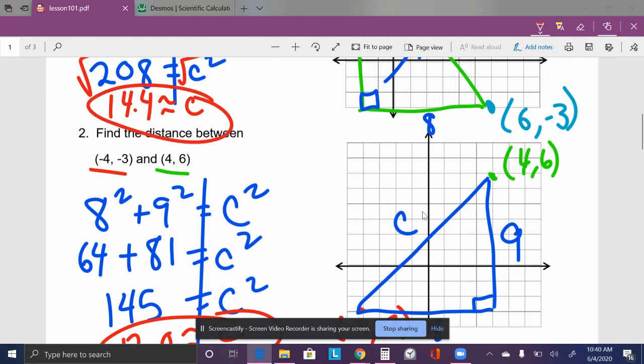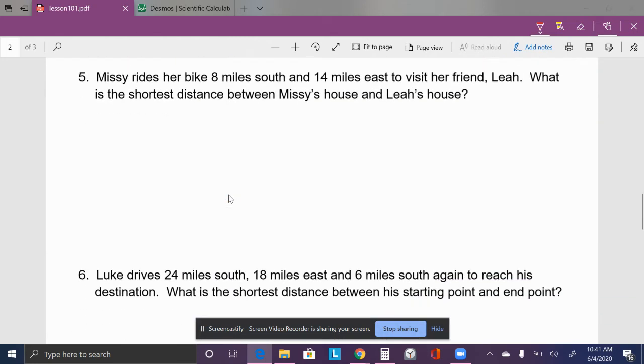All right. So basically, you're just graphing the points. In order to find the distance between them, you've got to make the legs of the triangle, find those lengths, and then plug them into the Pythagorean theorem. All right. Let's look at a word problem. Yeah, let's look at 2 word problems.